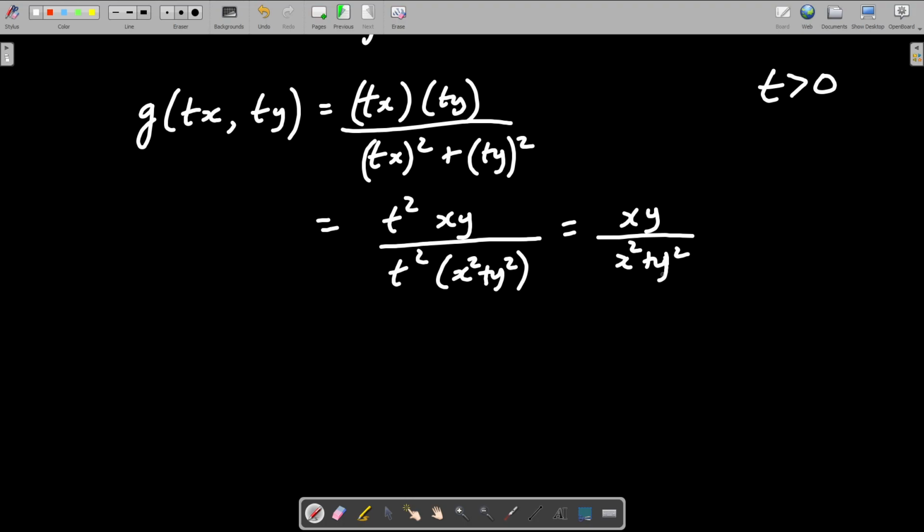So g of x y is x y over x square plus y square. Now there is no t coming out here as such, right? It actually became t raised to 0. It has become 1 times this thing, so 1 can be thought of as t raised to 0. So here again your function g is homogeneous of degree 0.